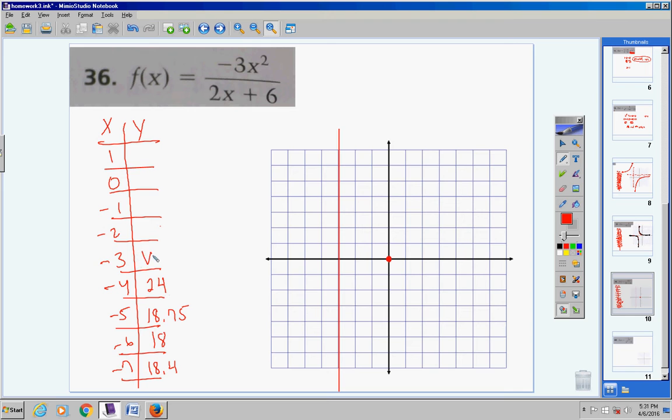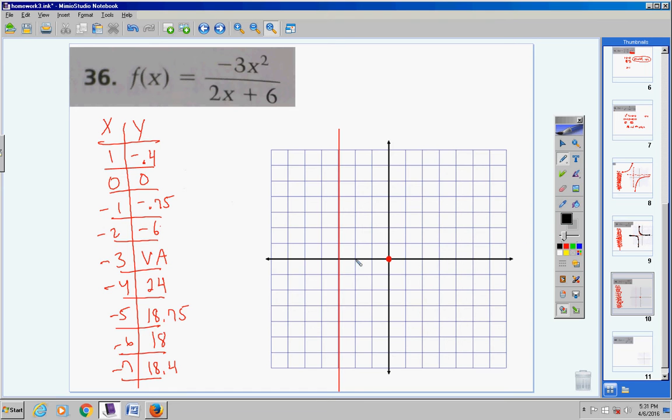-3 is your vertical asymptote. -2 is -6. -1 is -0.75. 0 would give you out 0, of course we know that already, 0, 0. And then 1 gives you out -0.4. I've rounded all these to one decimal place, so here we go.